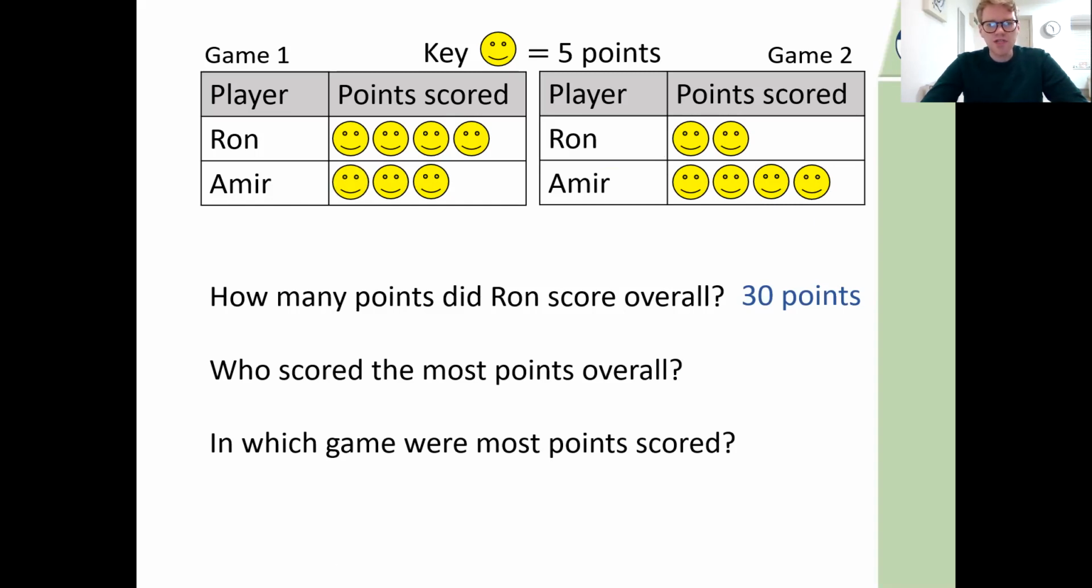So who got most then? Ron's 30 or Amir's 35? It's Amir, isn't it? So Amir's got the most points. And also, I've given the answer away there, haven't I? In which game was the most points scored? Again, we can count up the symbols. It's game 1.